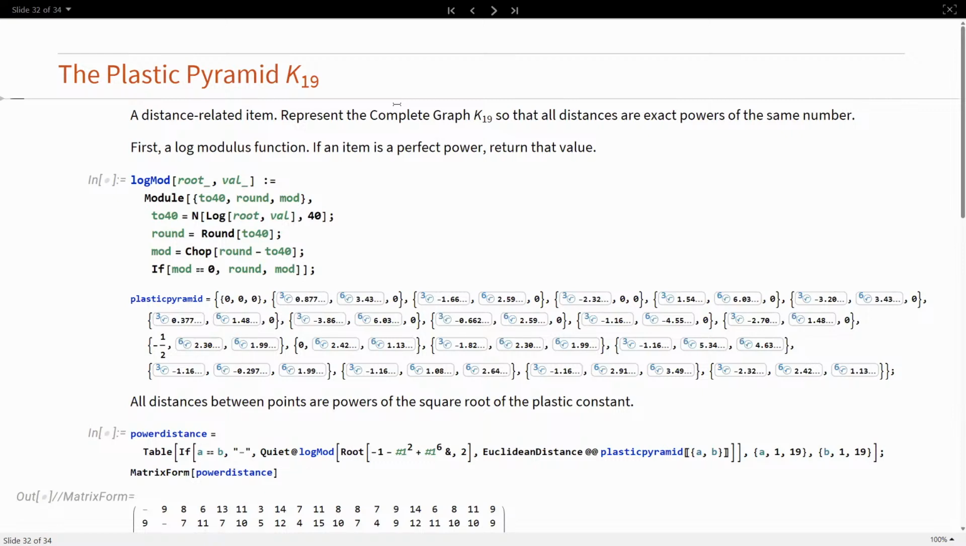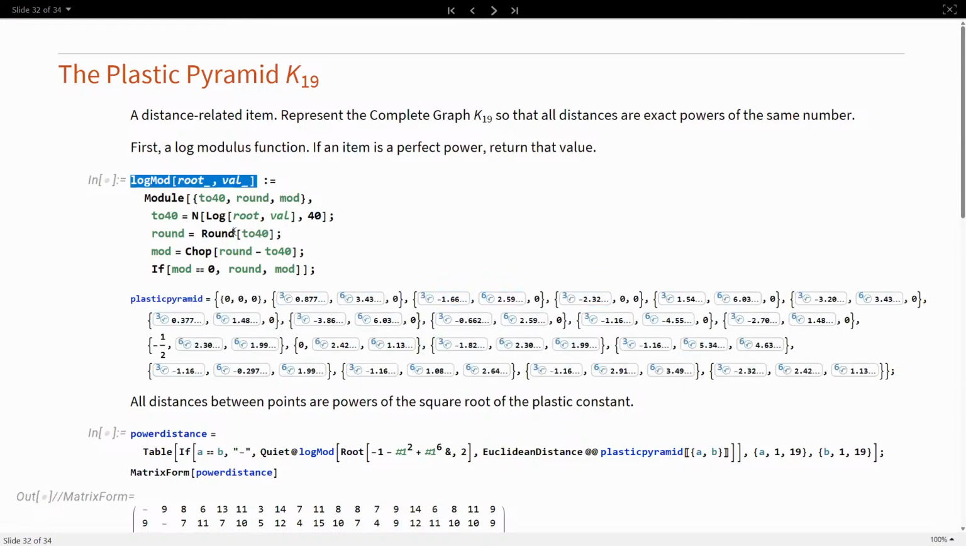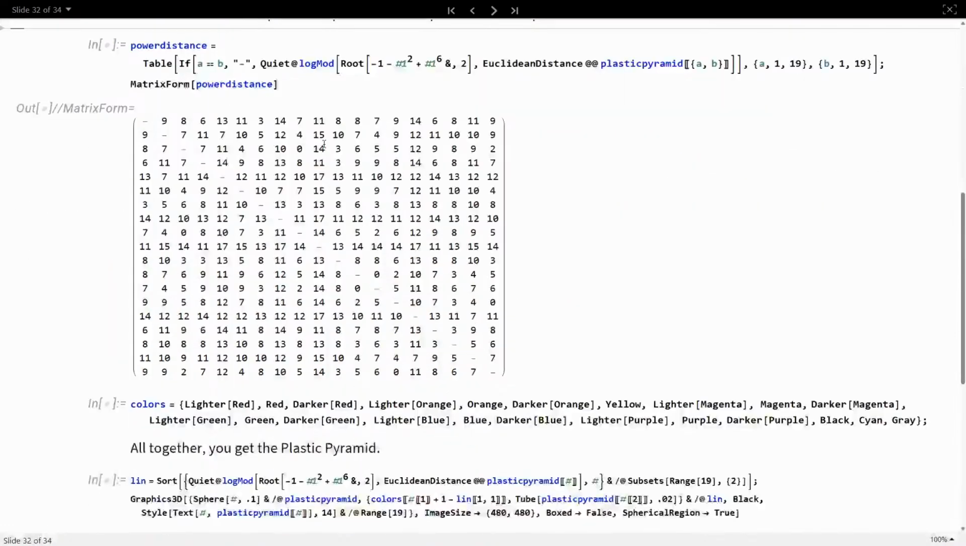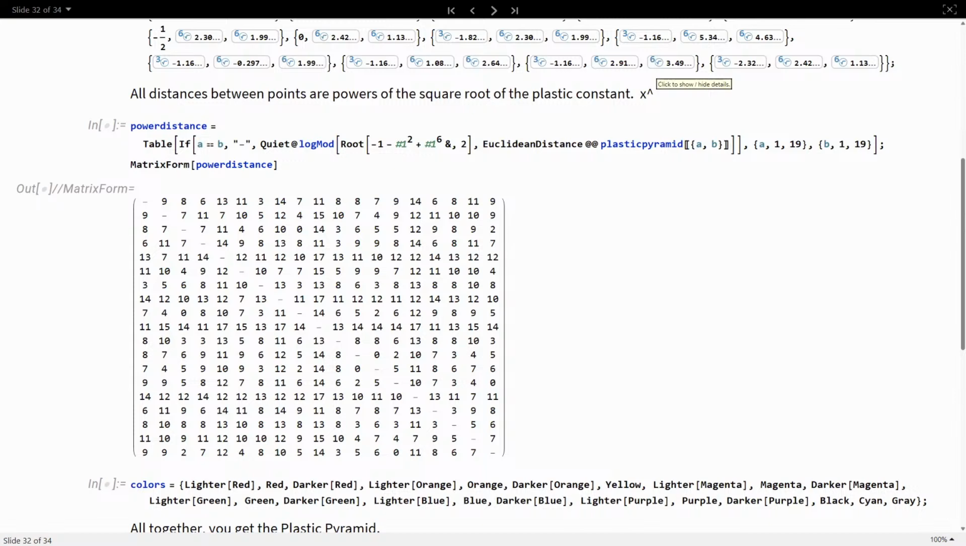For another distance-related item, I thought I'd bring up my plastic pyramid. So you have a set of 19 points here, and we have a little program here to determine if it's an exact power distance, if 2 points are an exact power of this value here. And it turns out with these 19 points, every single pair of points is an exact power of this, which is the square root of the plastic constant, which is x to the third minus x minus 1 equals 0.